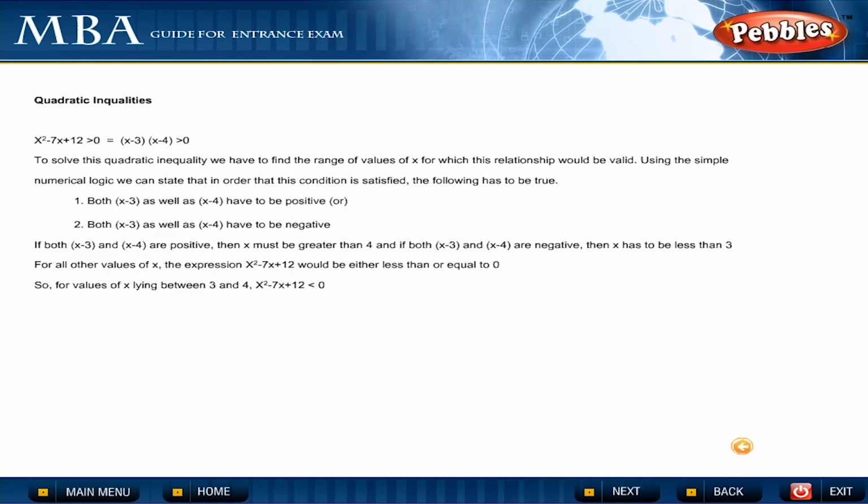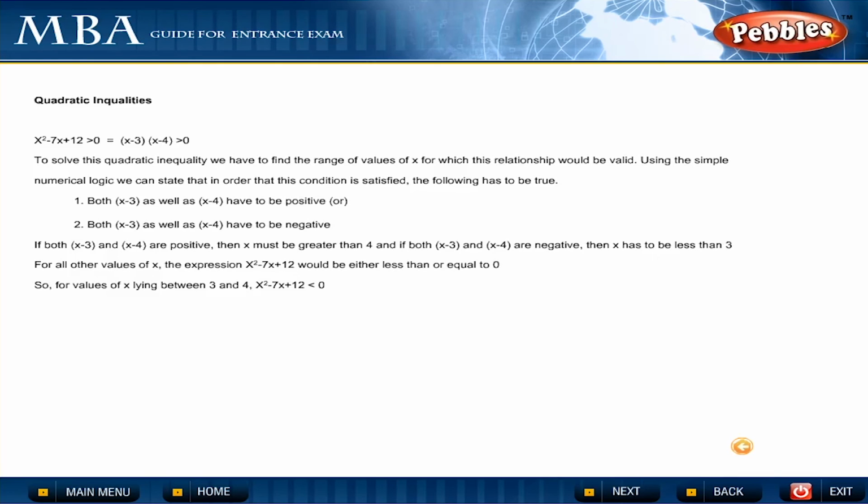Quadratic inequalities. x squared minus 7x plus 12 is greater than 0, which is equal to (x minus 3)(x minus 4) greater than 0. To solve this quadratic inequality, we have to find the range of values of x for which this relationship would be valid. Using this simple numerical logic, we can state that in order for this condition to be satisfied, the following has to be true: both x minus 3 as well as x minus 4 have to be positive, or both x minus 3 as well as x minus 4 have to be negative.